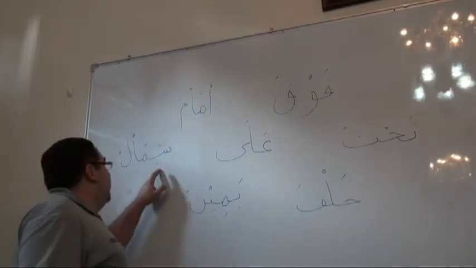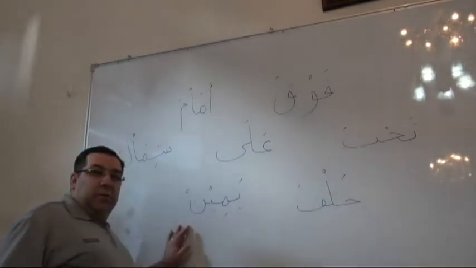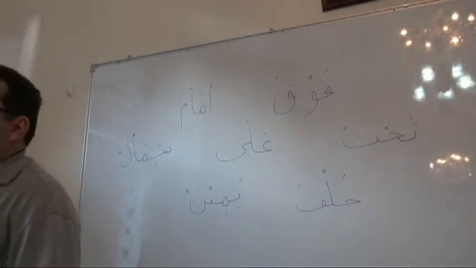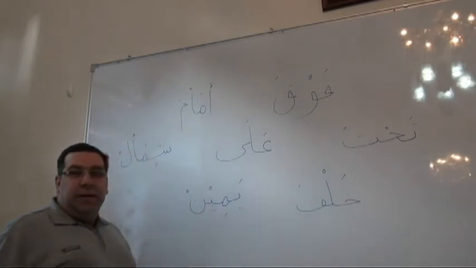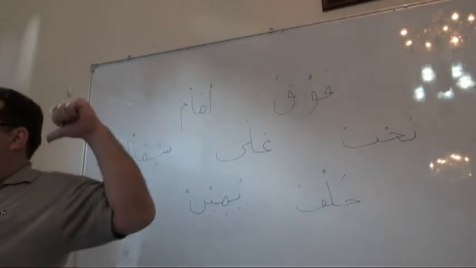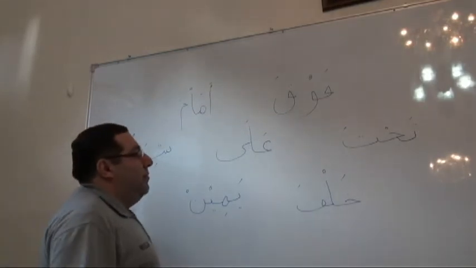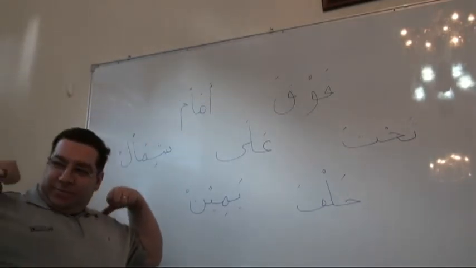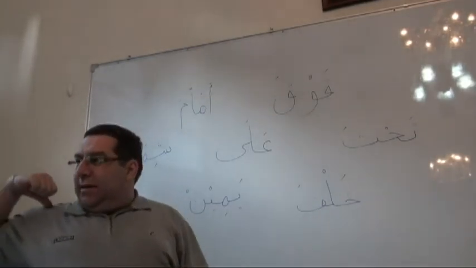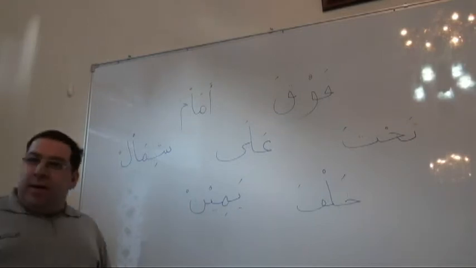And Yamin and Shimal, they are mentioned in Quran also. They are mentioned in chapter 50, that Allah is telling us about the two angels. عن اليمين وعن الشمال قعيد ما يلفظ من قول إلا لديه رقيب عتيد. The angel here, his name is Raqib, or his mission is Raqib, and this one is Atid.